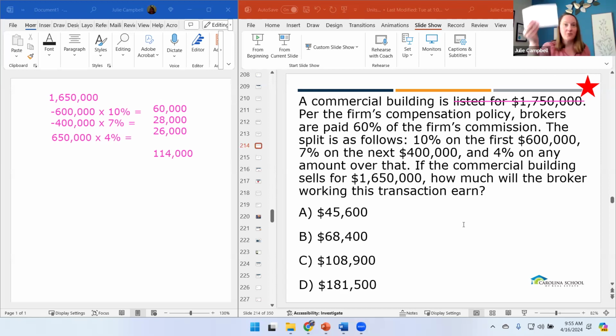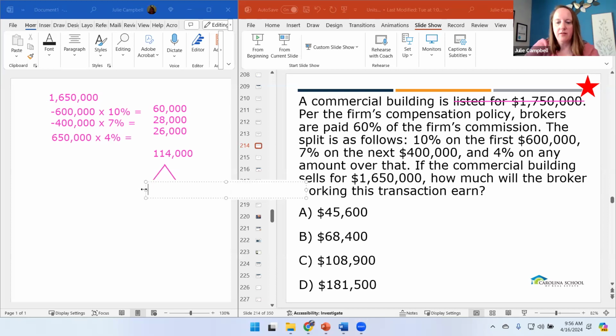I evidently updated this one from the last time I did it because my notes are out of date. So I'm working it with you guys. So we got the firm collecting $114,000. The firm has a policy to pay their agent 60% of their compensation. So now that we know what the firm's compensation is, we can split it.